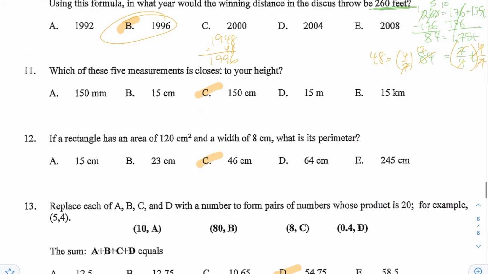Next, for number 11, which of the 5 measurements is closest to your height? So real issue here, just your units. And you know that 1 meter is equal to 100 centimeters. So 150 centimeters is about 1.5 meters, and that would be the closest. 15 centimeters is too short. 15 meters is way too tall, and that's like to the 2nd floor almost. We're at the 3rd floor.